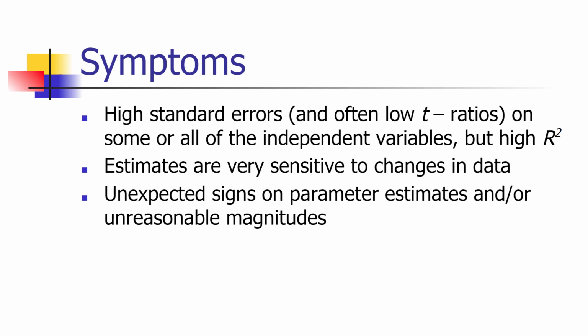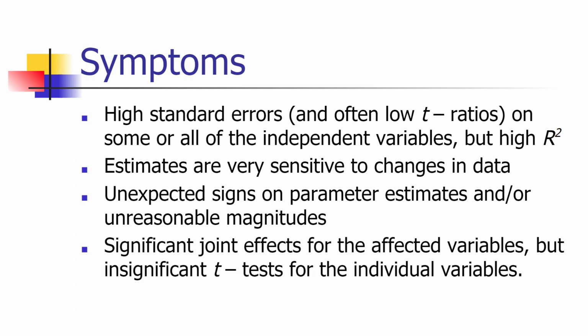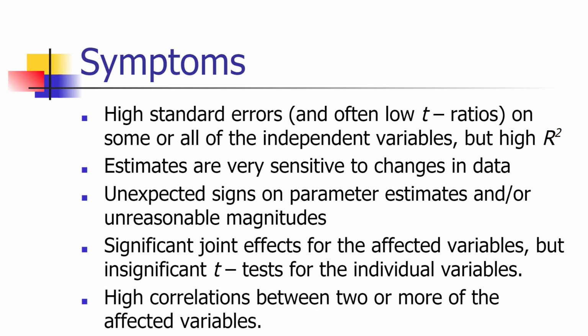When multicollinearity is present, one of the symptoms, and also a rough test for this, is that the variables that are affected by this will, as a group, be statistically significant, but you often would experience insignificant t-tests for the individual variables. Another symptom is that you find very high correlations between two or more of the affected variables.